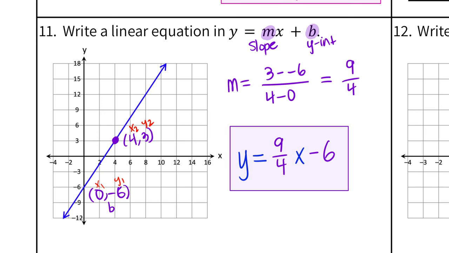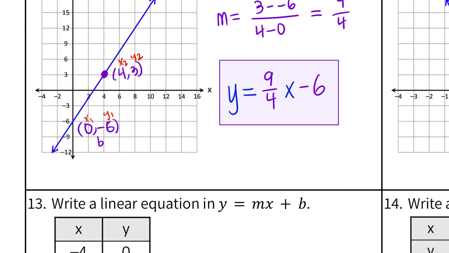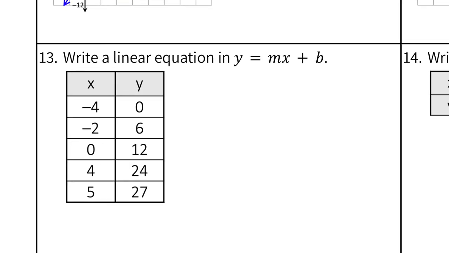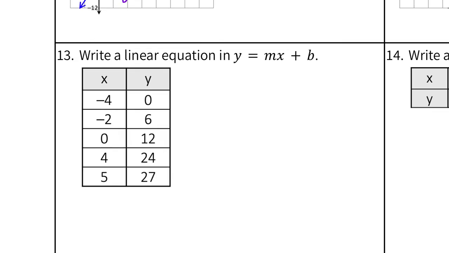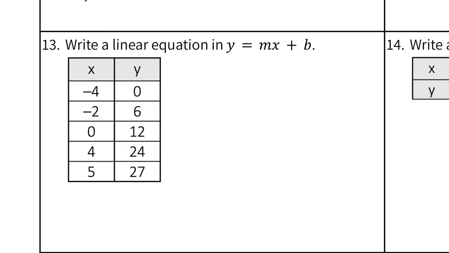Okay, one more. Okay, so this last one is a table, but we're going to be doing the exact same thing here. Y equals mx plus b. So I need to find slope, and I need to find y-intercept. So slope, you can pick any 2 points you want. I don't want to have to deal with these negatives up here, so I'm actually going to pick the last two. But whatever makes you feel most comfortable.